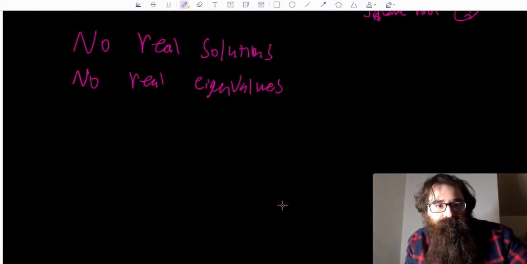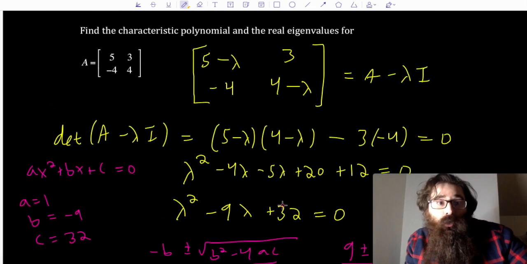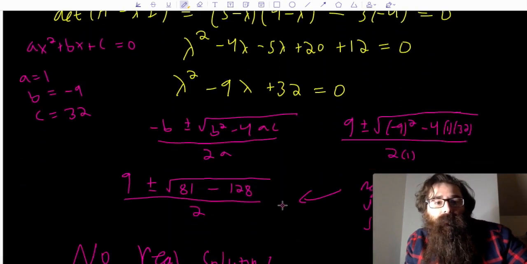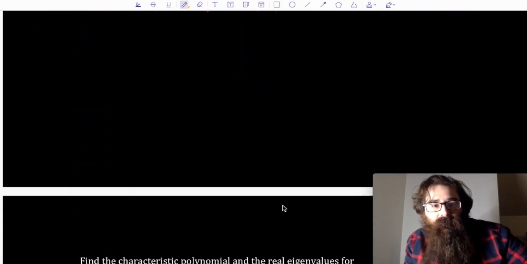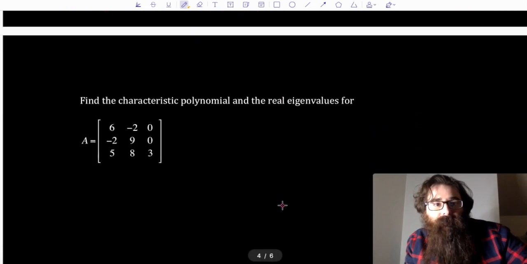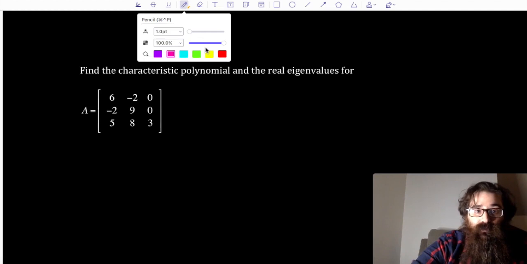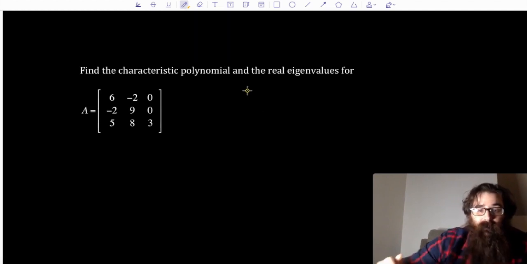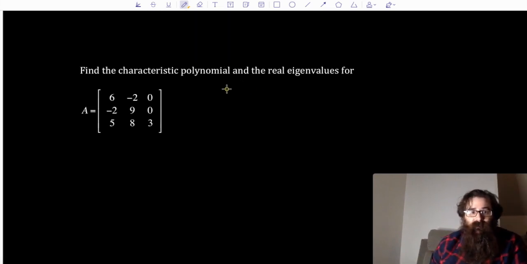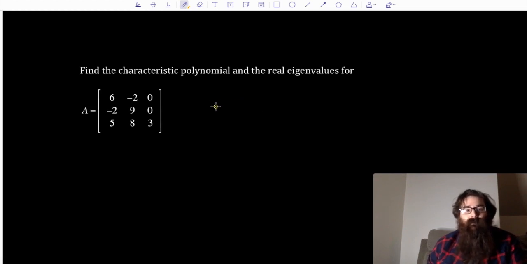But okay, so then the answer for this one is just no, right? I found the characteristic polynomial, but there are no real eigenvalues, unfortunately. But we continue our journey anyways, because we're not going to let one setback stop us. Find the characteristic polynomial and the real eigenvalues for this matrix here.